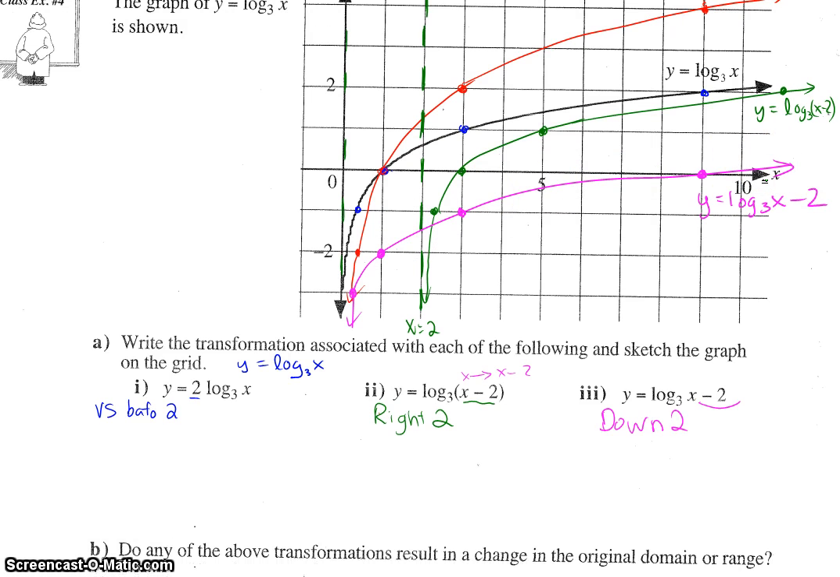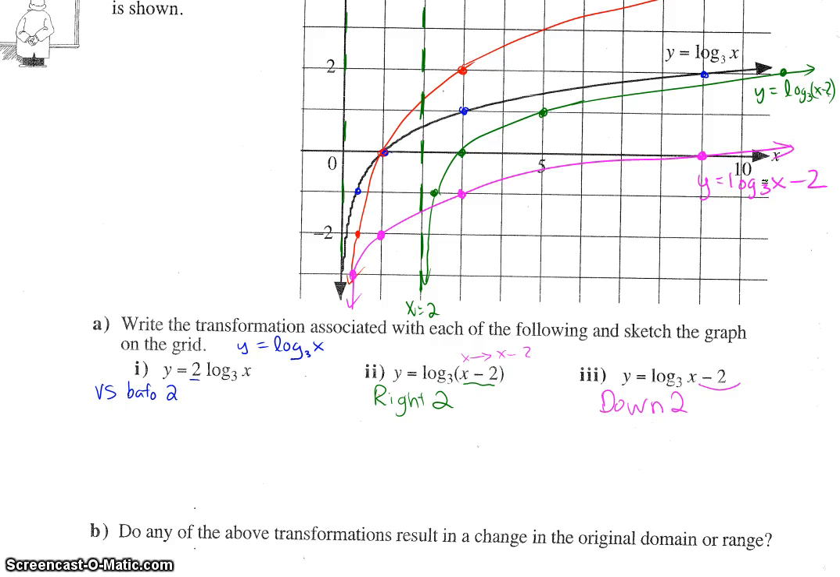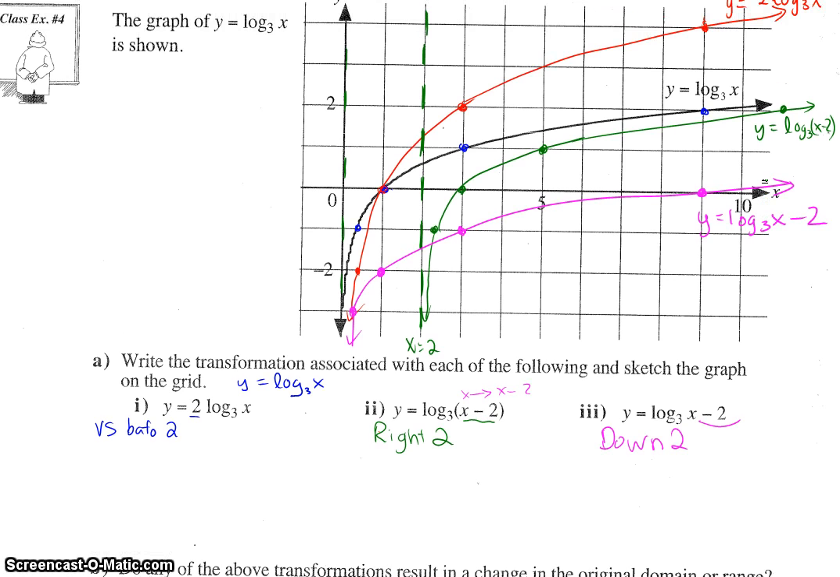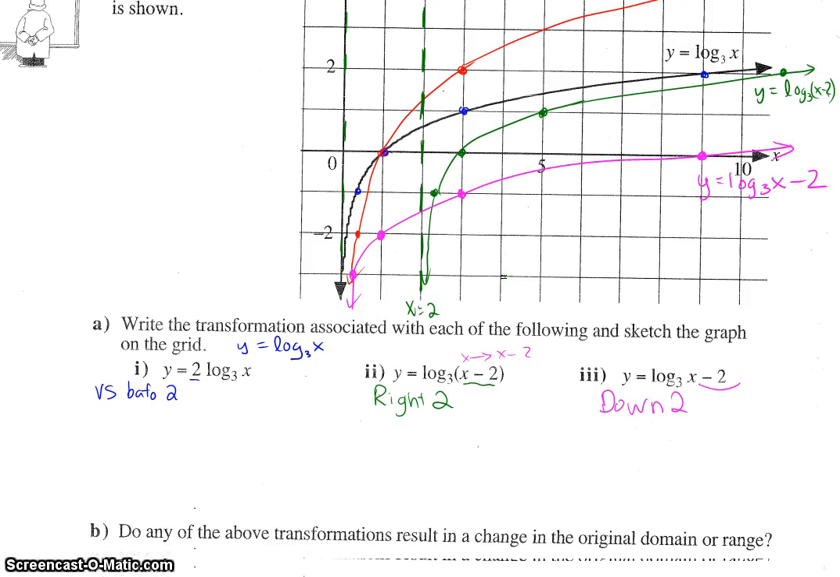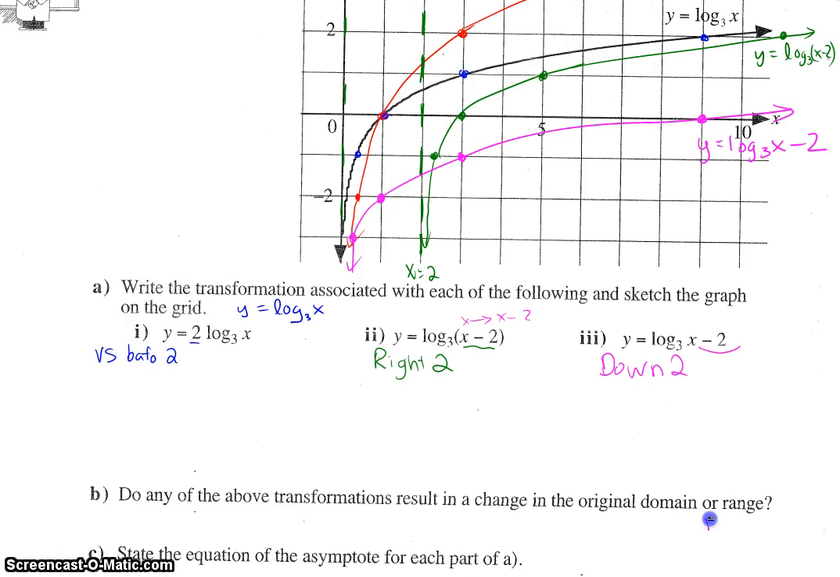Okay? Now, let's do part B. Do any of the above transformations result in a change in the original domain or range? Let's talk about range first. You'll notice all of these graphs go forever down, see these arrows heading down, and forever up. Granted, less steep, but they are still going up. So as a result, y is an element of the reals for all of those graphs. So no change in the range. It rhymes.